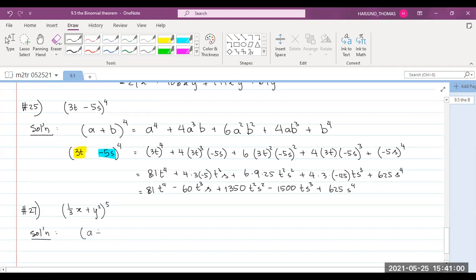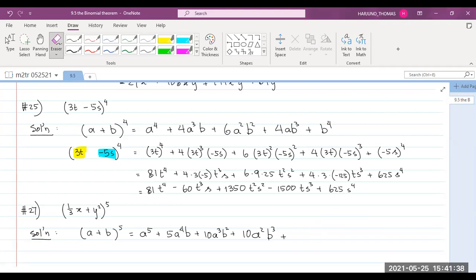Let me use dummy variable, (a plus b) to the 5th. That's a to the 5th plus 5a to the 4th b plus 1, 4, 6. So that will be 10a cubed b squared and then 10a squared b cubed. So 1, 4, 6, 4, 1. So 1, 5, 10, 10, 5, 1.